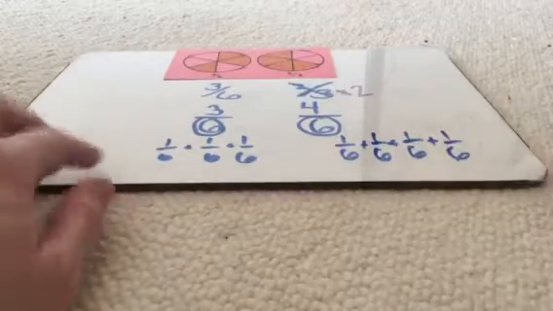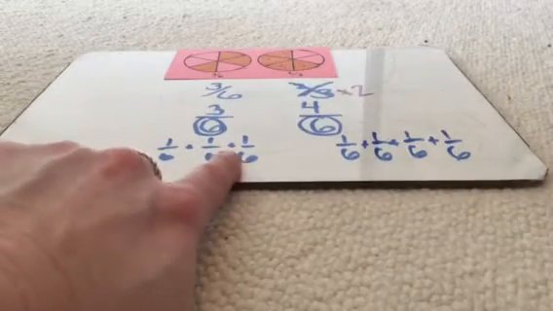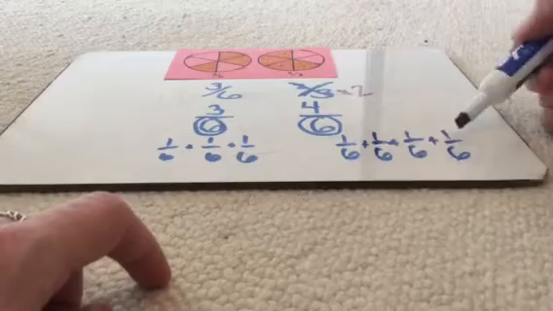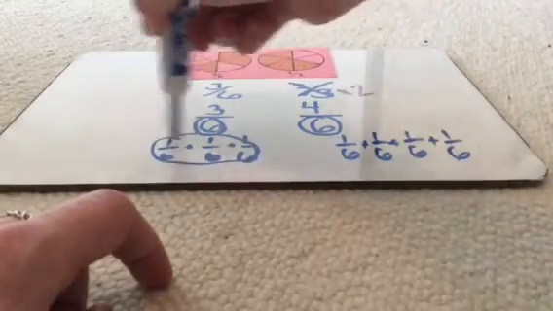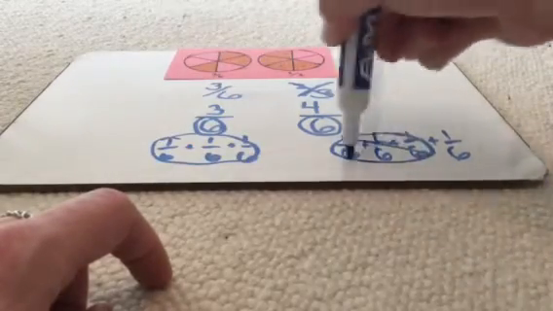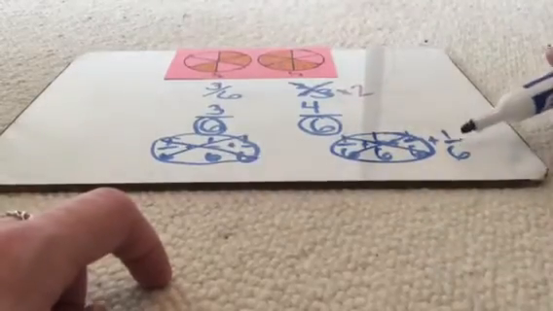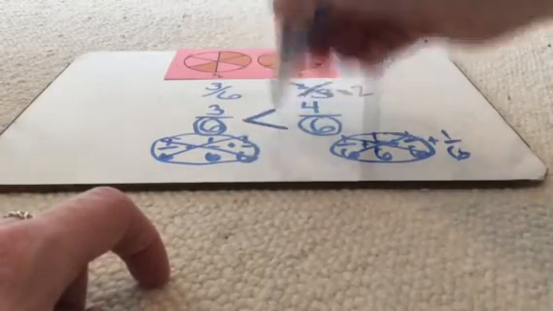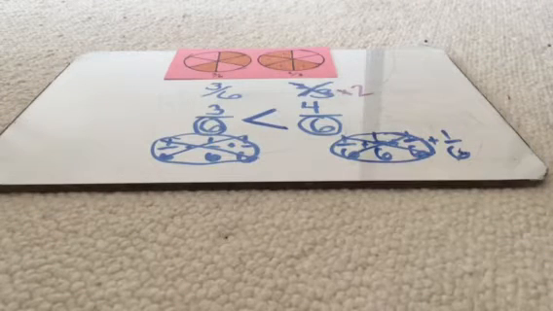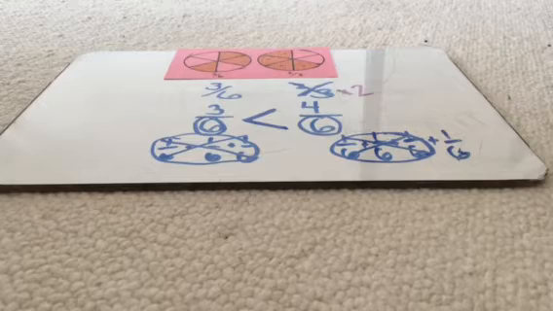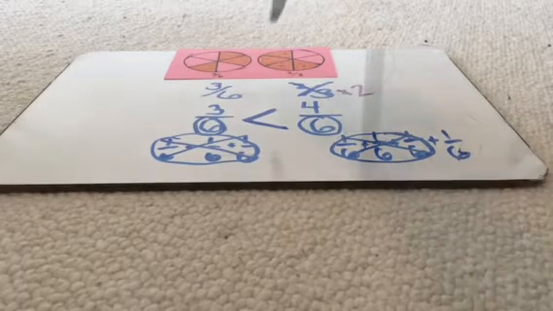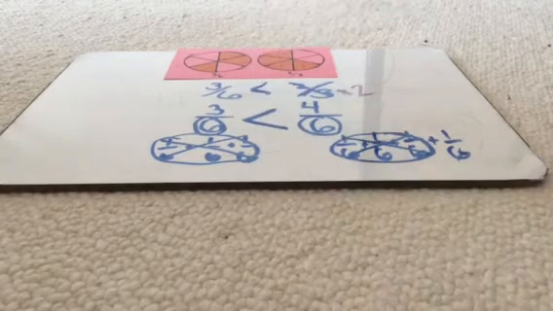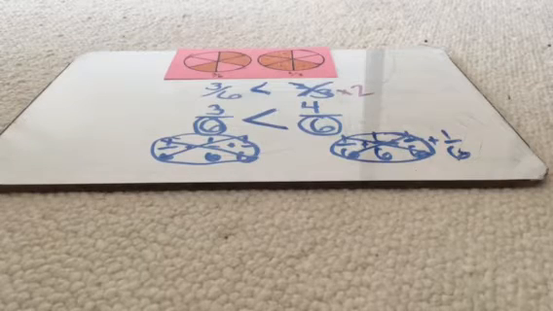So would we rather have 3/6 or 4/6? Well, these 3 and these 3 are the same, and this has an extra piece. So if I want bigger, I'm going to go with the 4 pieces that are size 1/6 rather than the 3 pieces that are size 1/6. So 3/6 is less than 2/3.